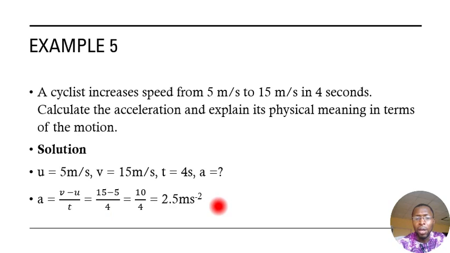So the meaning of this is that the car actually accelerates from 5 to 15 meters per second, because whenever we talk about acceleration, it simply means change in velocity. So the velocity of the car changed from 5 to 15 in 4 seconds. So when that occurs, we say acceleration has occurred. The car has accelerated. All right, so that's it.